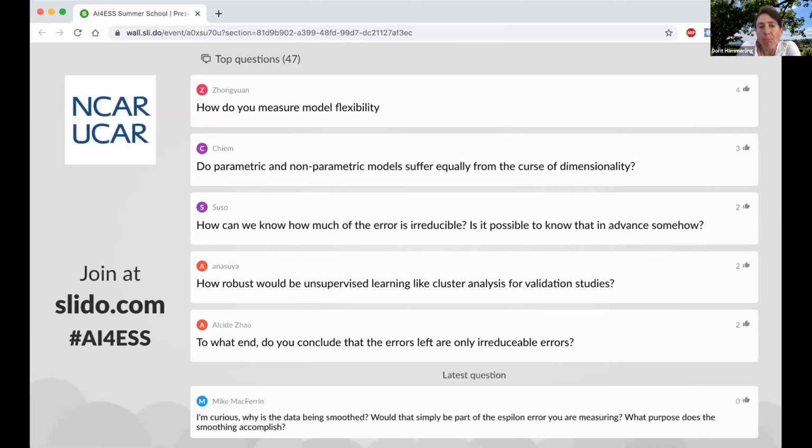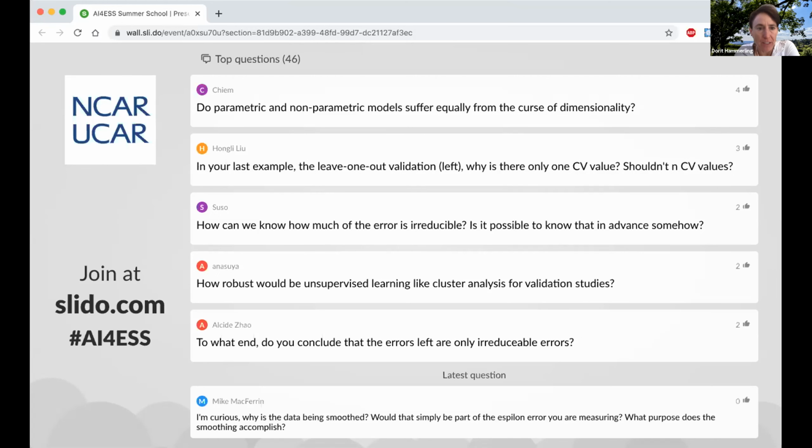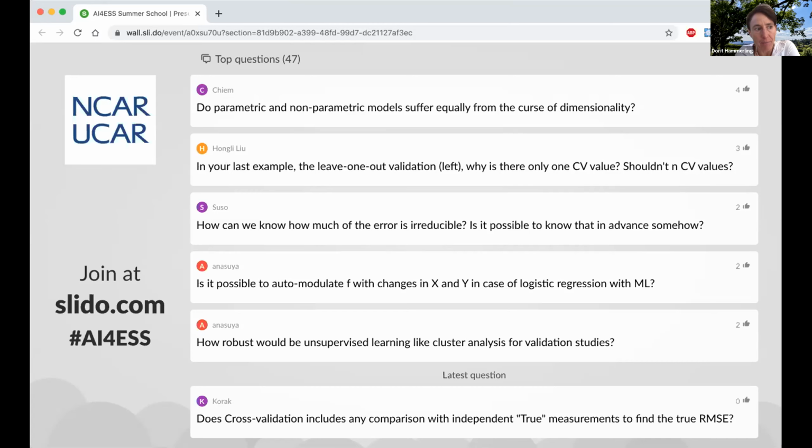How do you measure model flexibility? Great question. Model flexibility refers to how many parameters we are estimating. There is a concept in statistics called degrees of freedom, and even more so, there's a concept called effective degrees of freedom. So effective degrees of freedom refers to how many parameters we are truly estimating.